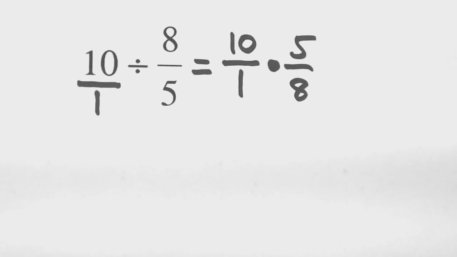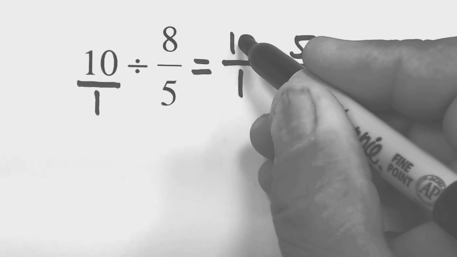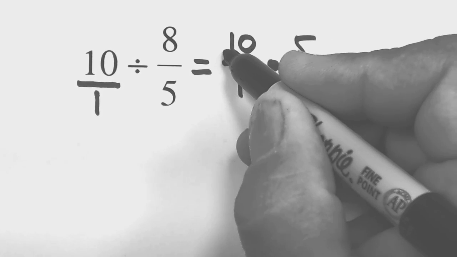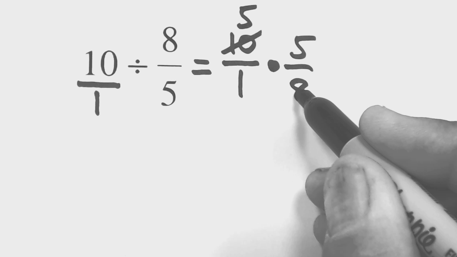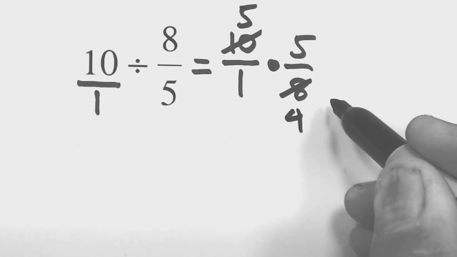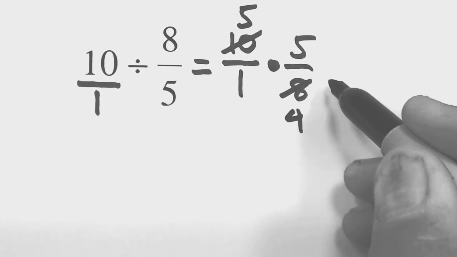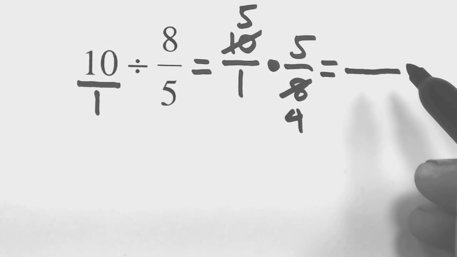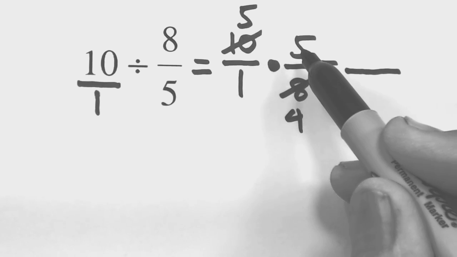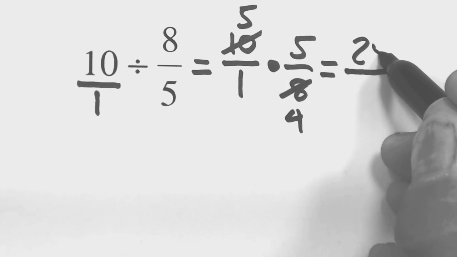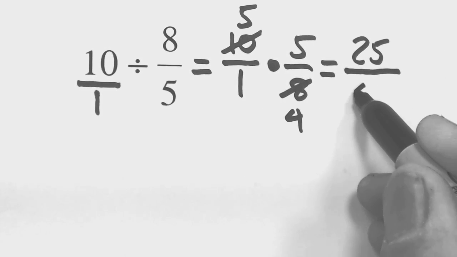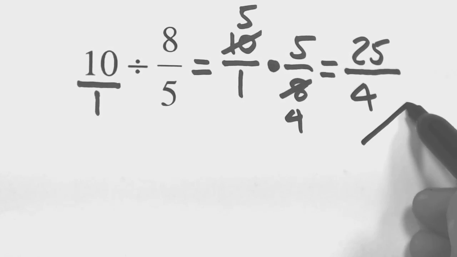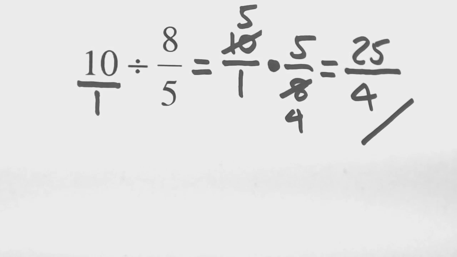Okay, now you can think about doing some cross-canceling. And there is a 2 that goes into both the 10 and the 8. 2 goes into 10 5 times. 2 goes into 8 4 times. The 4 won't reduce into either of the 5's up above. So we put together our final answer. Upstairs, 5 times 5 is 25. Downstairs, 1 times 4 is 4. And again, we can leave it in improper form, just like that.